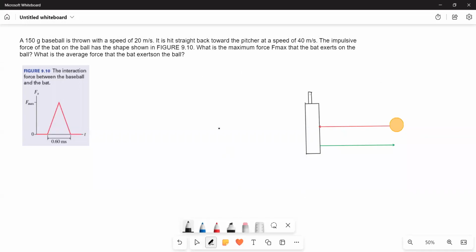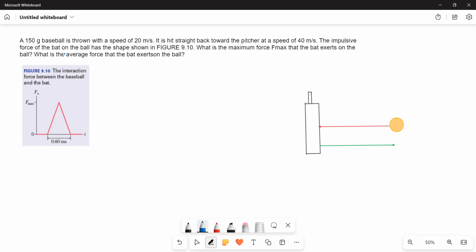Let us do one more problem based on the momentum. Okay, momentum impulse. A 150-gram baseball is thrown with a speed of 20 meters per second. It is hit straight back toward the pitcher at a speed of 40 meters per second.